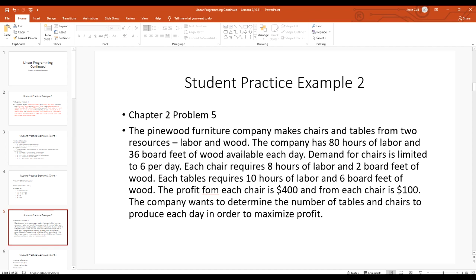This is Chapter 2, Problem 5. The Pinewood Furniture Company makes chairs and tables from 2 resources, labor and wood. The company has 80 hours of labor and 36 board feet of wood available each day. Demand for chairs is limited to 6 per day. Each chair requires 8 hours of labor and 2 board feet of wood.